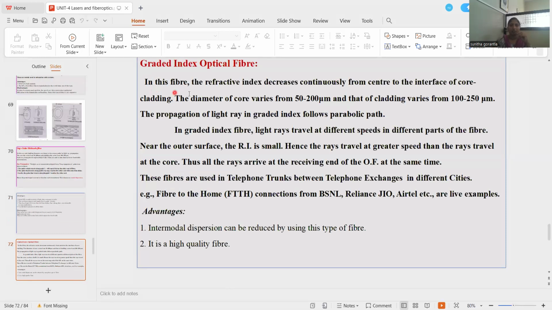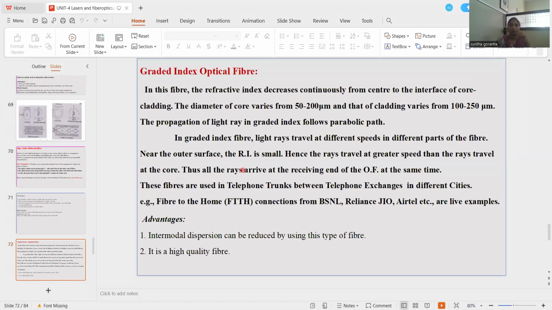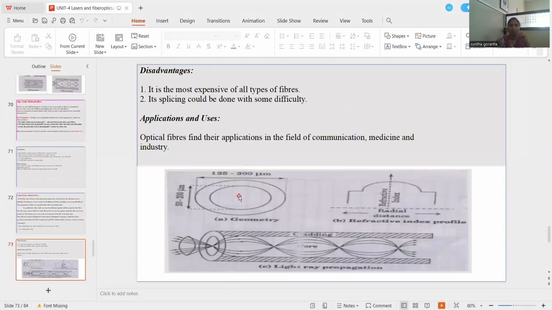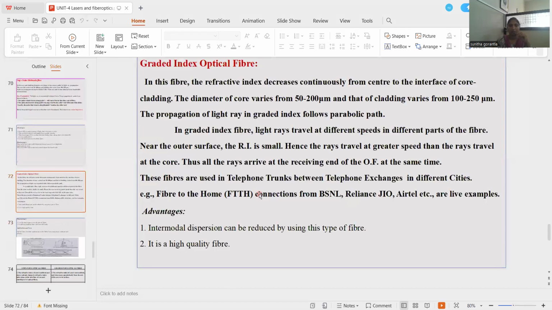In this fiber, the refractive index decreases continuously from the center to the interface of core cladding. So at the center of the core, the refractive index is high. When we move from center to core cladding interface, it is decreasing. The diameter of the core varies from 50 to 200 micrometer, and that of the cladding varies from 100 to 250 micrometer.